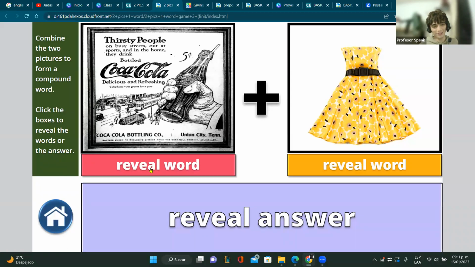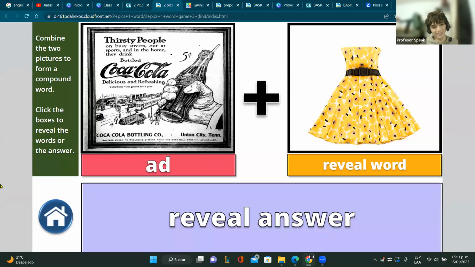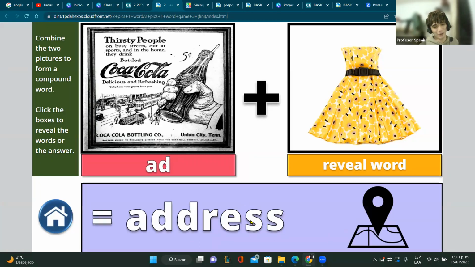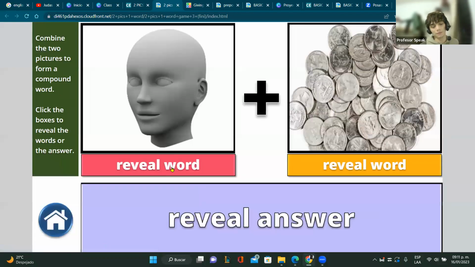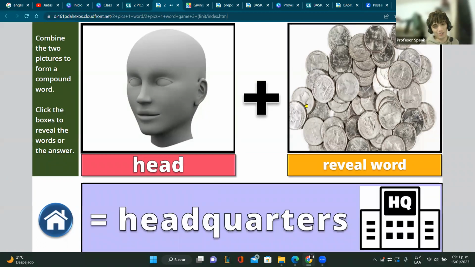Cocktail dress. Okay. This is ad. Address. Very good. This word is coming from advertisement. Anuncio. Ad. Advertisement. Head coins. Head cash. Headquarter. Yes, headquarters.